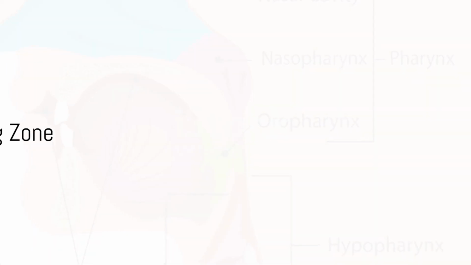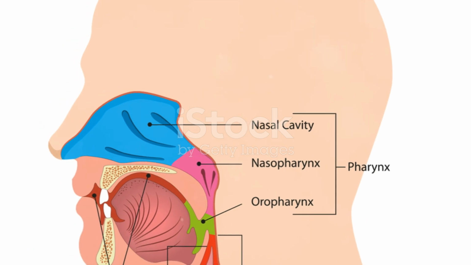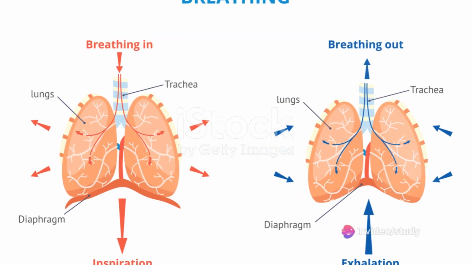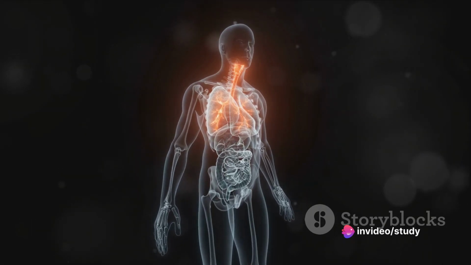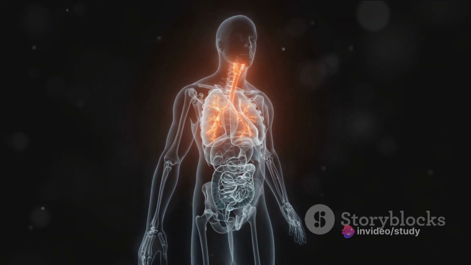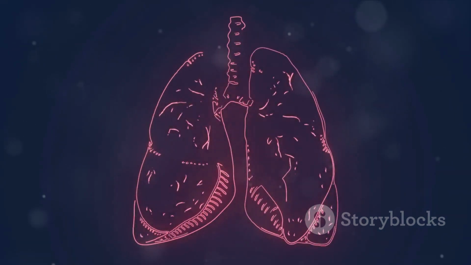The respiratory system can be divided into two main parts, the conducting zone and the respiratory zone. The conducting zone is all about transportation. It includes structures like the nose, pharynx, larynx, trachea, bronchi, and bronchioles. These structures serve as pathways for air to travel into and out of your lungs.